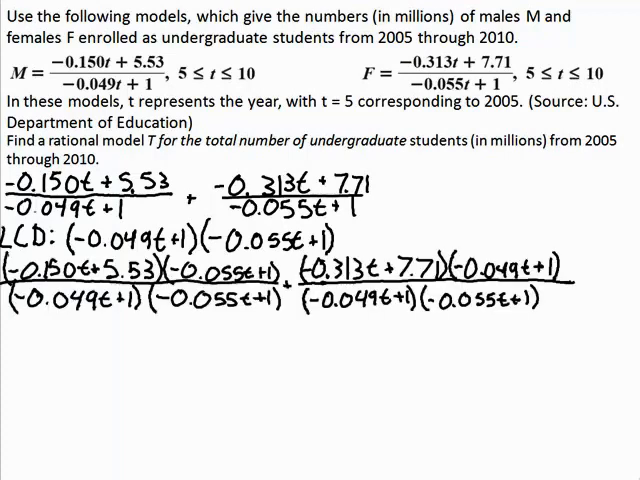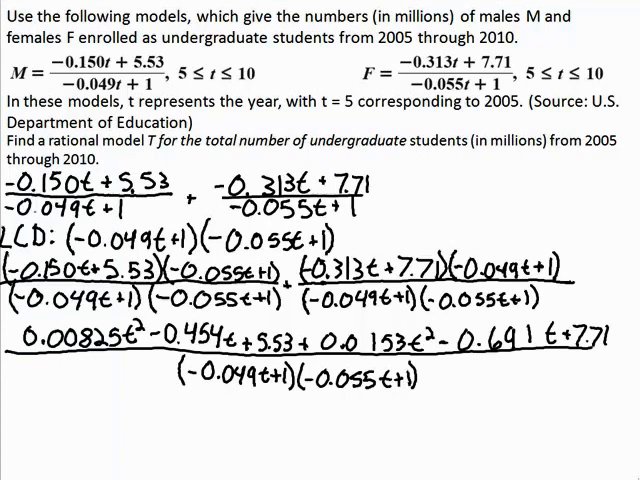The quantity negative 150,000ths t plus 5 and 5300ths times the quantity negative 55,000ths t plus 1 divided by the quantity negative 49,000ths t plus 1 times the quantity negative 55,000ths t plus 1, plus the quantity negative 313,000ths t plus 7 and 7900ths times the quantity negative 49,000ths t plus 1 divided by the quantity negative 49,000ths t plus 1 times the quantity negative 55,000ths t plus 1. Now that these two fractions have the same denominators, add the numerators. Also, simplify the numerators by FOILing.